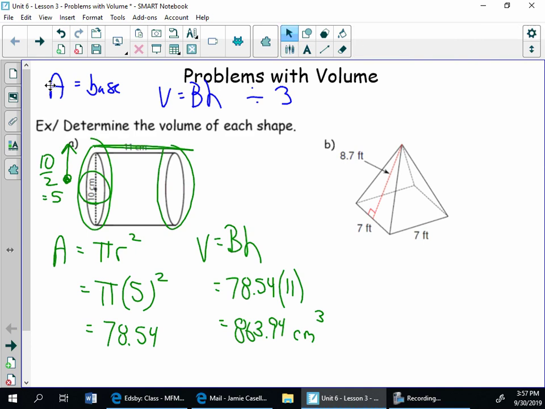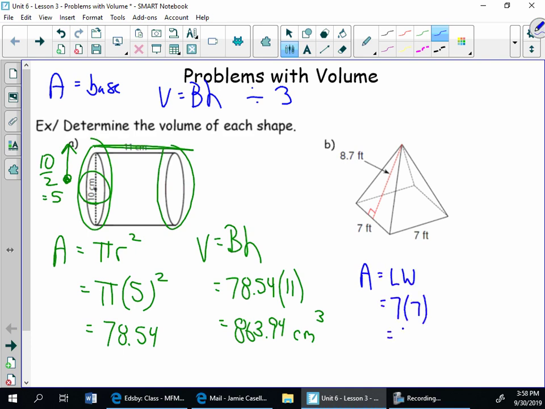Okay, let's take a look at B. This looks like a pyramid to me with a square bottom. Okay, so I need my area. Length times width. In this case, 7 times 7 is 49. My volume, base times height. This one does come to a point, so I'm going to have to divide by 3. Okay, our bottom is 49. How tall is the pyramid? Well, that's like a trick question, because the height of the pyramid should go right down the middle, and they didn't give that to us.